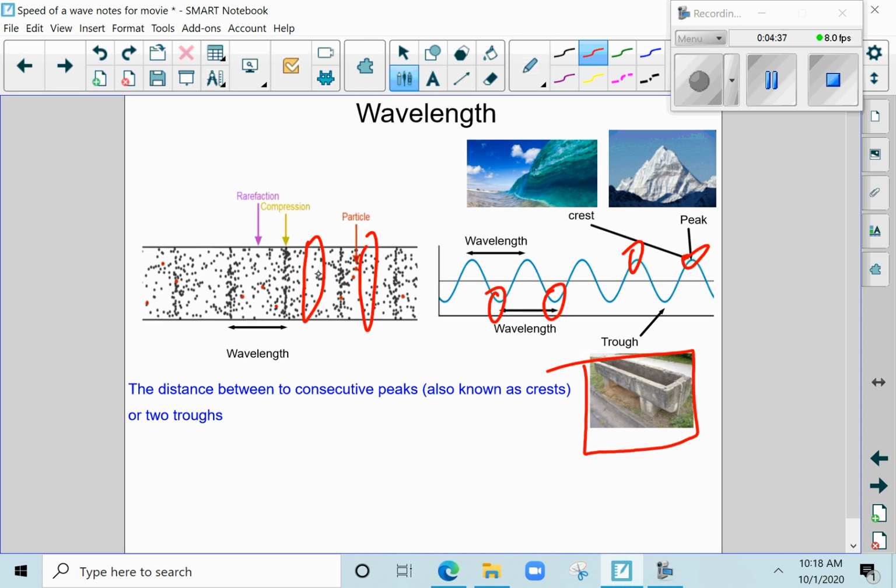We don't like dealing with rarefactions for compression waves because it's hard to spot those. The compressions, at least, are very dense, and we can see where it's the most compact, whereas where it's the most spread out is very hard to see. So we very rarely deal with rarefactions when dealing with compression waves. However, for a transverse wave, we can use either peaks or troughs. It really doesn't matter, but just like with compression waves, we like working with the peaks because they're more like the compression. A wavelength really just means the length of a wave.